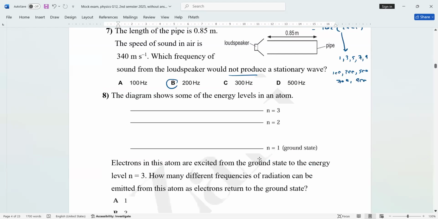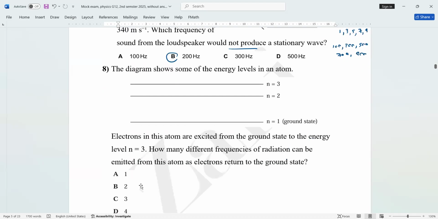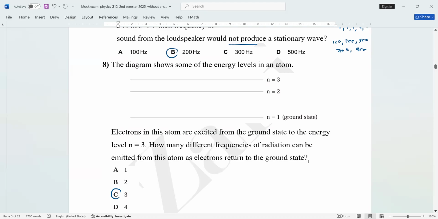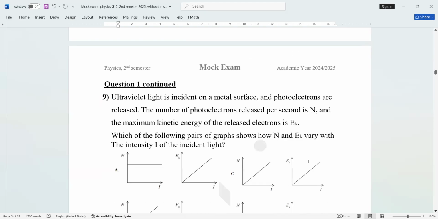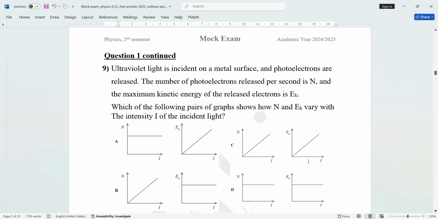Now, next, the diagram here. It asks for possible jumps. It is just 3: from n equals 3 to 2, n equals 3 to 1, and n equals 2 to 1. Just 3 jumps. Now, next. Ultraviolet, this one is important. The correct answer here is part B only. Try to think about this. If you have any doubt, I can help.